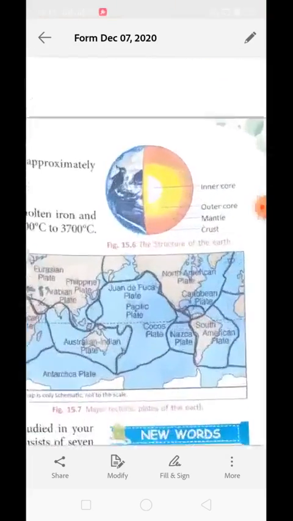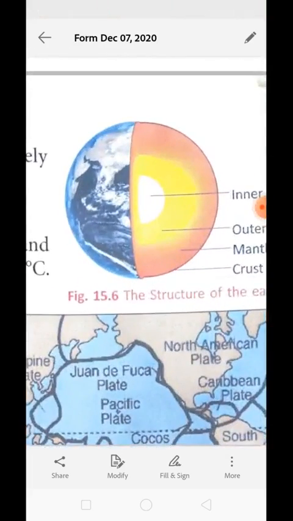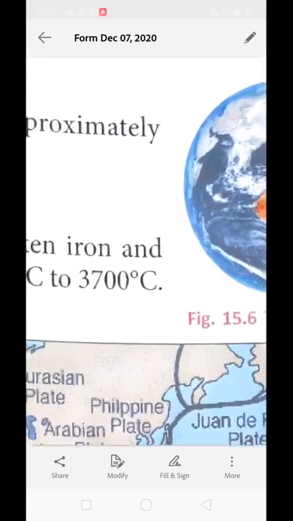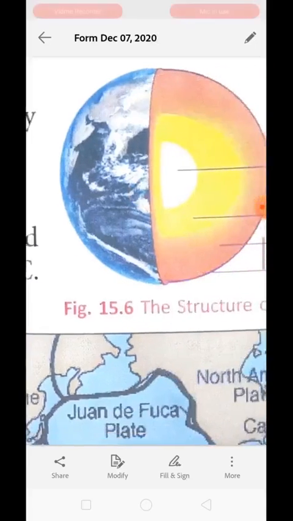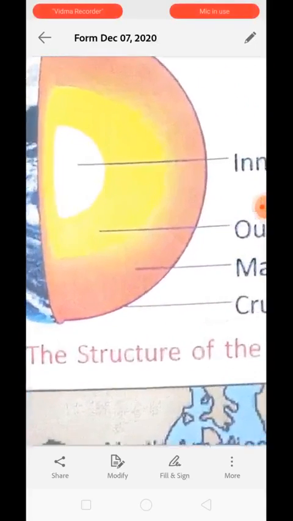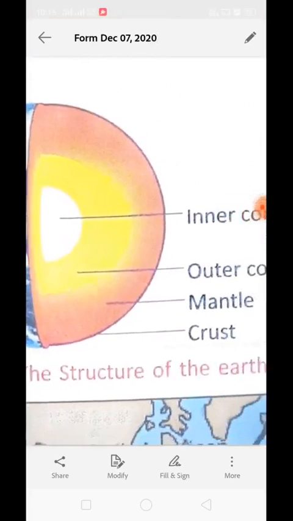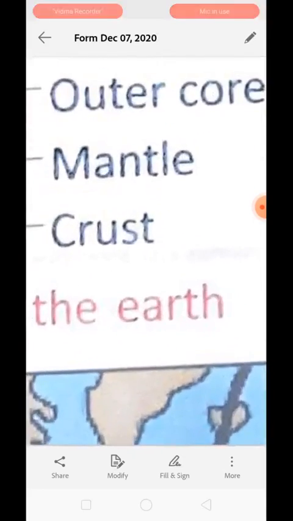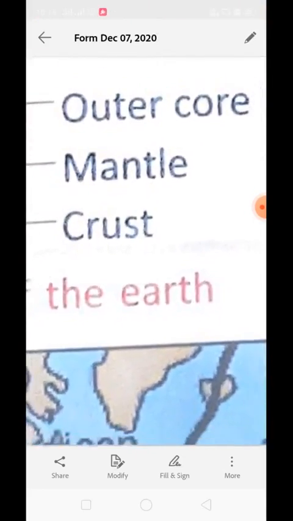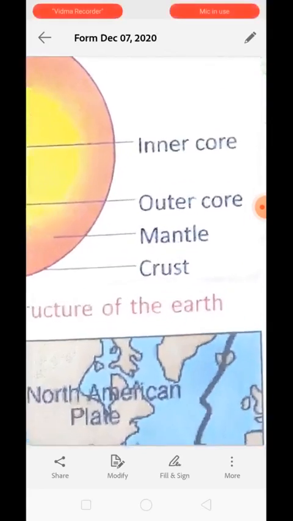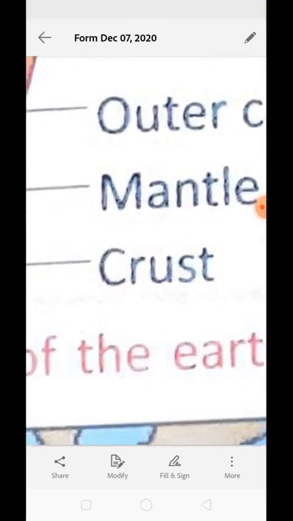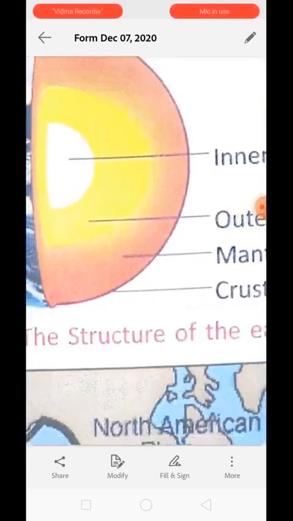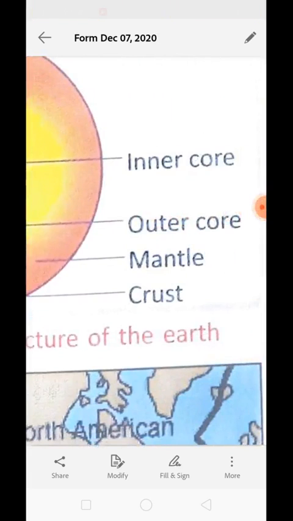Just have a look. This is the structure of our earth. Outside it looks very beautiful, but inside it has lots of layers. The outermost layer is known as the crust, whereas the middle layer is known as the mantle. And the inner part of the earth is known as the core.